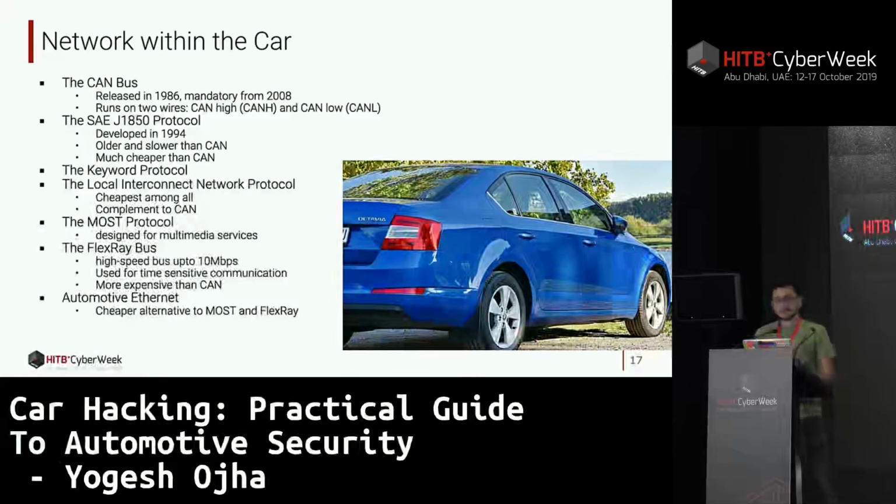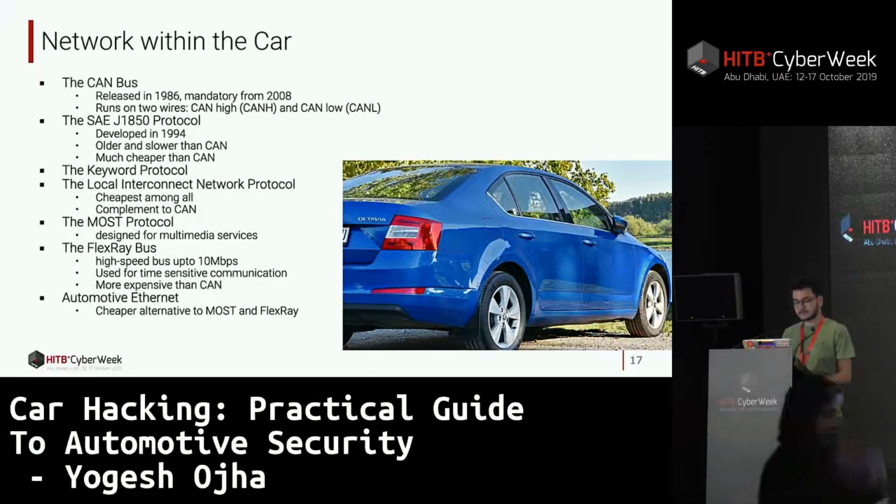So before we get into the car hacking, let's look at the different networks available in a car. The first one that you see is the CAN bus. CAN bus was released in 1986, stands for Controller Area Network, was developed by Bosch, and is now mandatory for all cars manufactured after 2008. But this came way before that. In a production vehicle, it was in 1991.